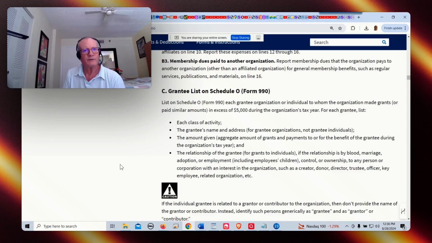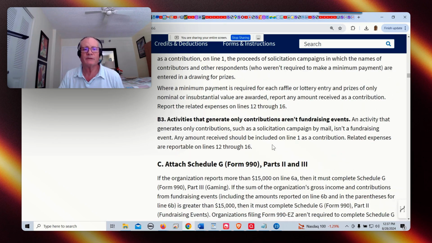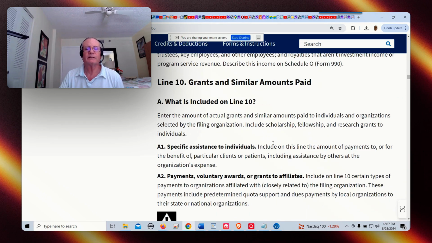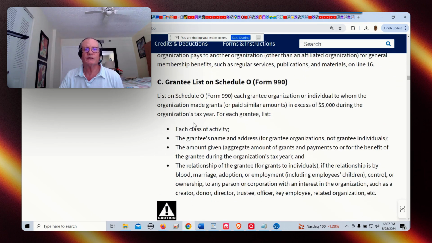But if you're filling out a 990EZ and you have any grantees that are paid in excess of $5,000, if one grant recipient receives more than $5,000, you're supposed to list them on the Schedule O. And you can see I have here on the screen, Line 10 on the 990EZ, that's where you include grants and similar amounts paid to individuals and organizations. And it tells you what's included. And then here it says the grantee list on Schedule O.